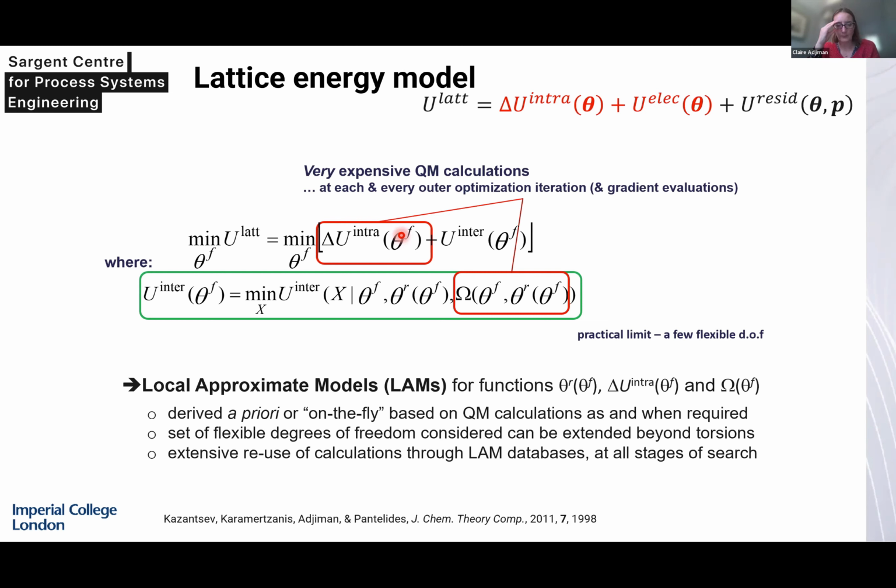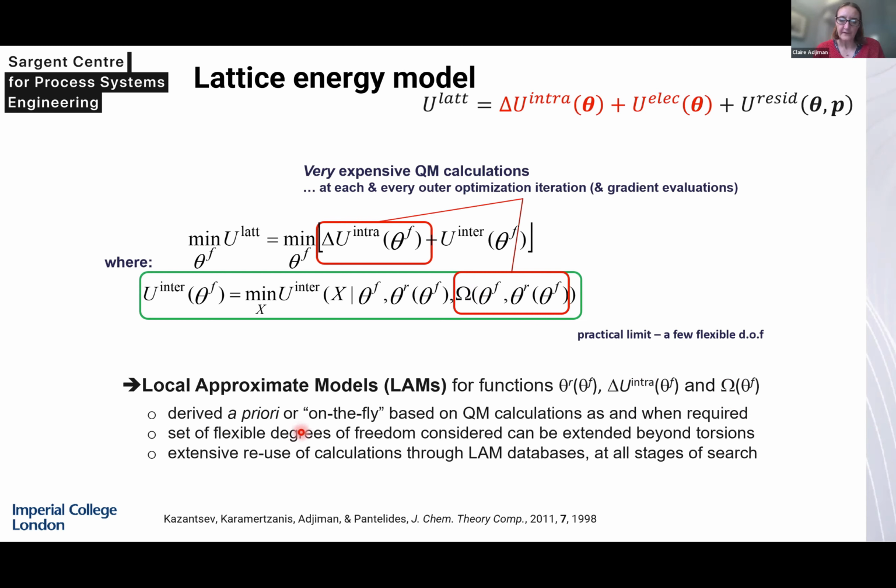And so what we've developed is a concept of local approximate models. So these are kind of surrogate models. And I just want to describe how we've developed them and a little bit why we have chosen this. So they're going to give us, over the full space of conformational degrees of freedom, the full description of the conformation of the molecule, the delta U intra term, and the electrostatic potential as a function of these selected degrees of freedom.